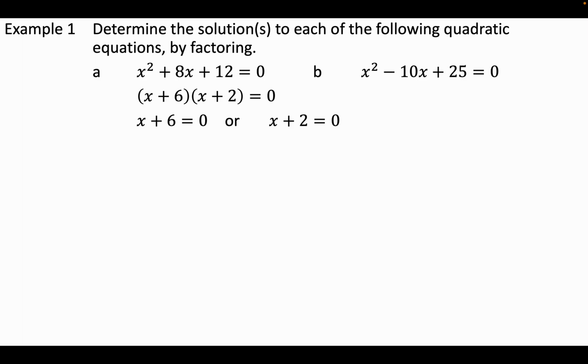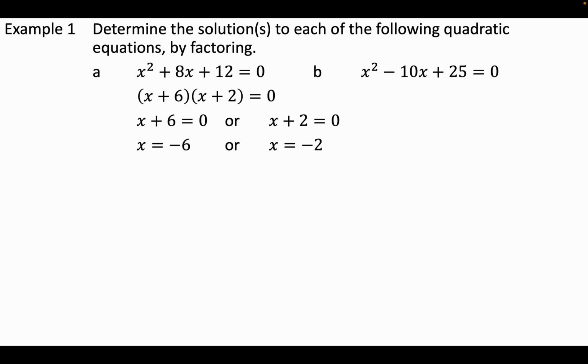Once we get to this point, we have two basic equations that go back to grade 8, grade 9 level. On the left, subtract 6 from both sides to get x by itself. On the right, subtract 2 from both sides to get x by itself. And we end up with two solutions of x equals negative 6 and x equals negative 2. If this was the graph of this function, we would see that it would cross the x-axis both at negative 6 and negative 2.